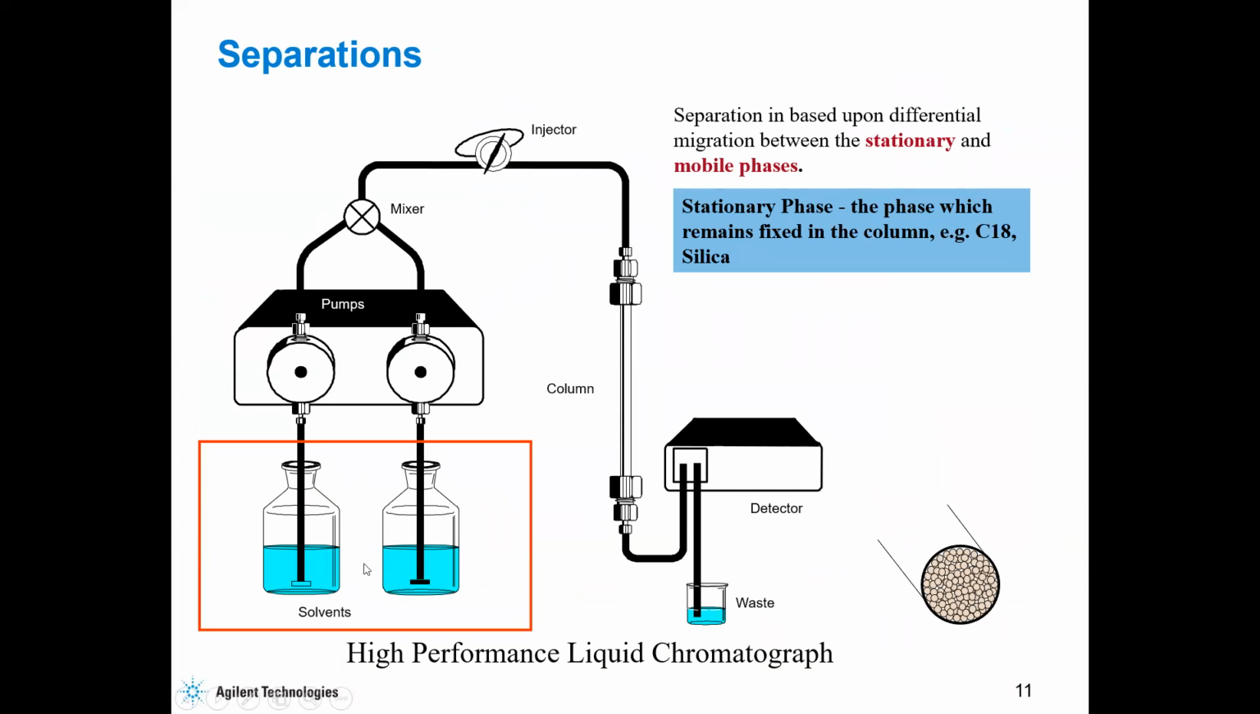You have your mobile phase pumped. There's a mixer that mixes the different ratios. Your sample is injected, and in between your injector, it immediately goes into your column where separation takes place. And at the exit of the column, it goes into the detector, and the detector will be able to tell you your analyte that was detected.